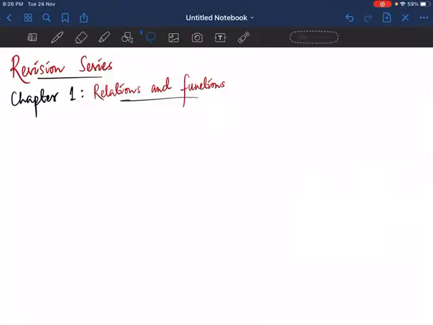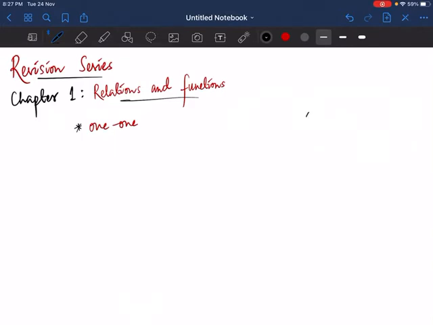So now we move on to the second exercise, that is exercise 1.2, and this exercise is all about one-one and onto function. So first of all, we need to have a clear idea what is a one-one function. So a one-one function is basically a function in which every element in A must have a distinct image in B. So what do you mean by that?